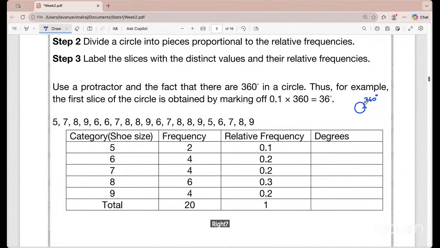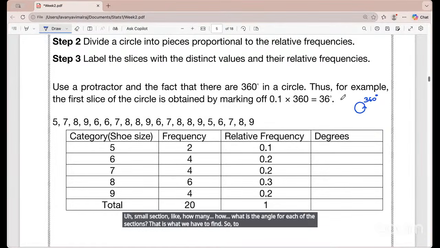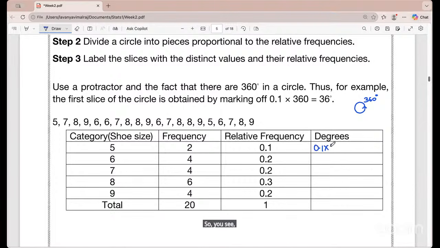So you are going to divide a circle into 5 different pieces. You call each of these a sector. Now, what is the angle for each of these sections? That is what we have to find. To find the angle for each category, you simply multiply the relative frequency with 360. So 0.1 into 360 will give you 36 degrees.